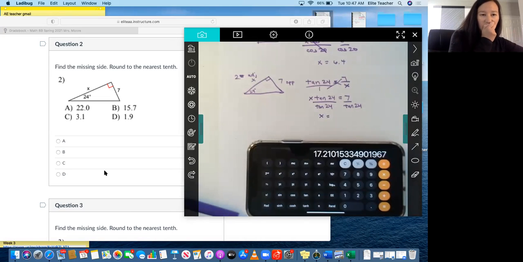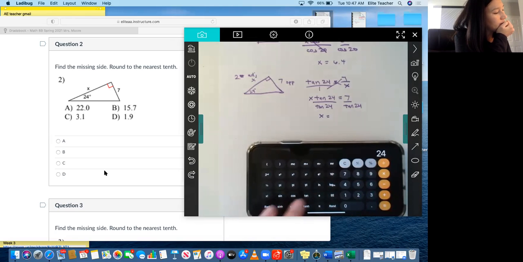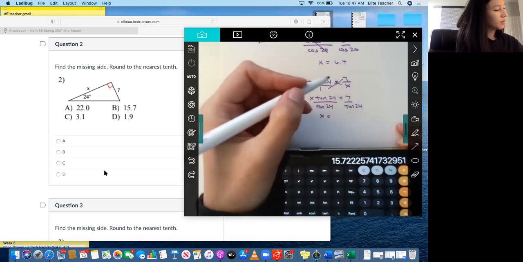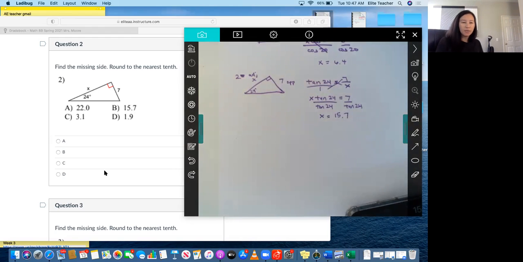Uh-oh. It's not there. Did I do something wrong? 7 divided by 24 and take the tangent of 24. I did do something wrong. It's 15.7. I typed something in wrong or pushed the wrong button. So number 2 is also B, 15.7.